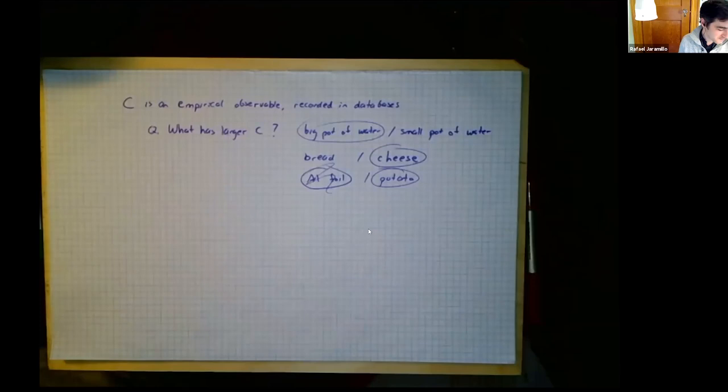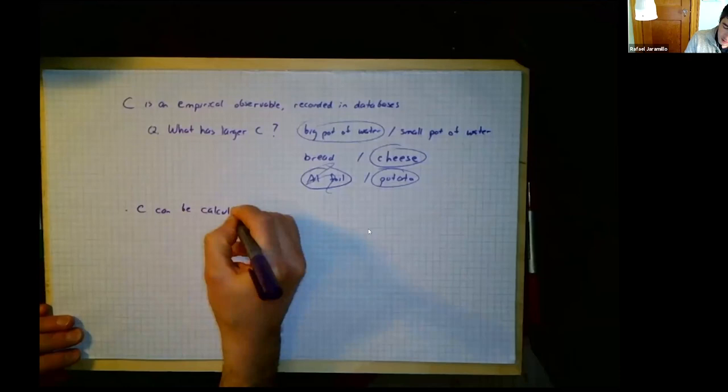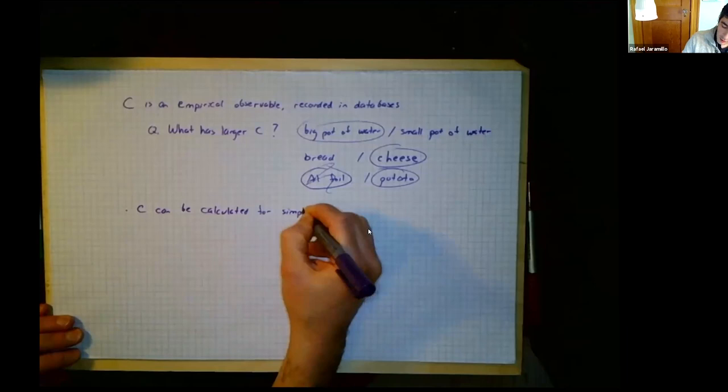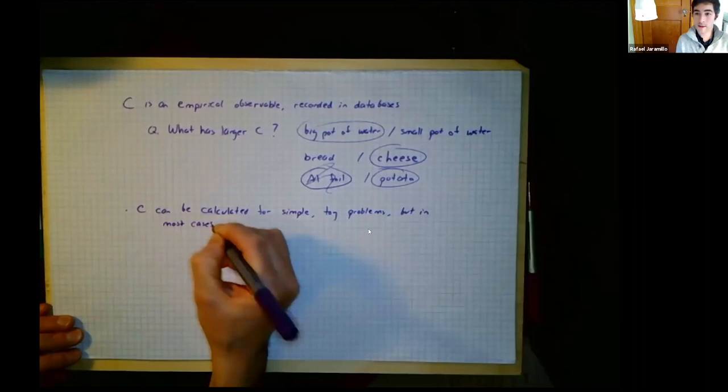Okay, so what do I mean to say here? C can be calculated for simple, what we call toy problems. But in most cases, especially cases that we rely on as engineers, measurements are necessary.